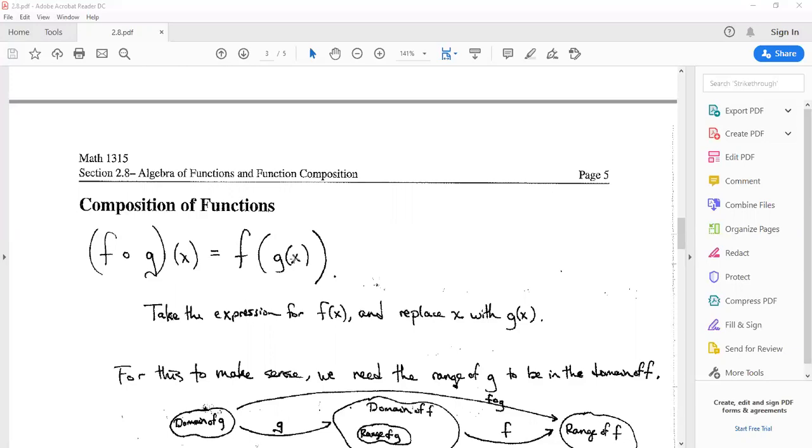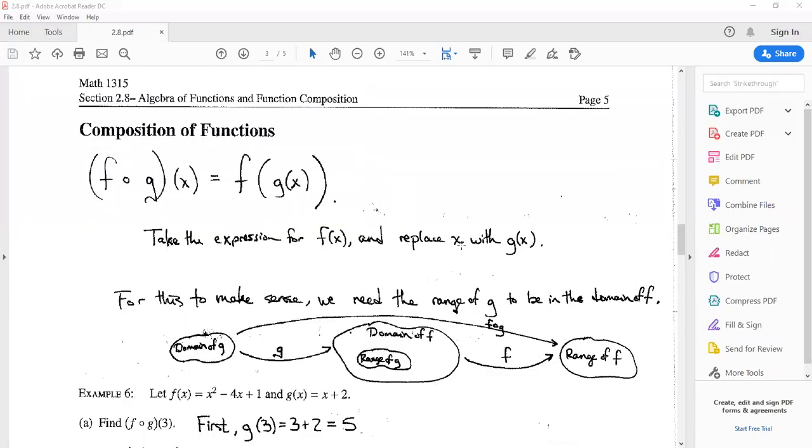And the idea is that you take the expression that you have for f of x, say it's something like 3x plus 1, and everywhere that you see an x, you replace x with g of x, which is going to be some other function. For this to make sense, though, you first need that the outputs of g, the range of g, need to be in the domain of f.